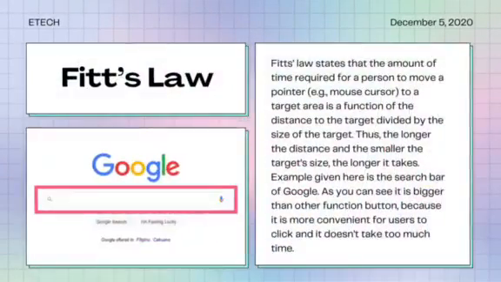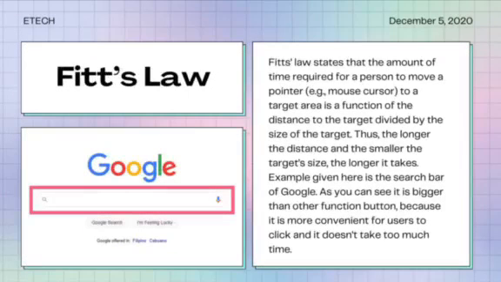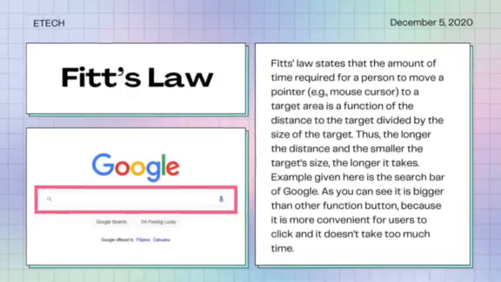Next law is Fitts' law. Fitts' law states that the amount of time required for a person to move a pointer to a target area is a function of the distance to the target divided by the size of the target. Thus, the longer the distance and the smaller the target size, the longer it takes. So, the given example is the search bar from Google. As you can see, it is bigger than the other functions because it is more convenient.